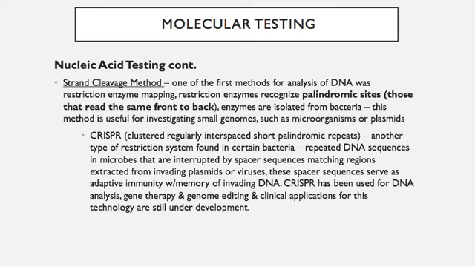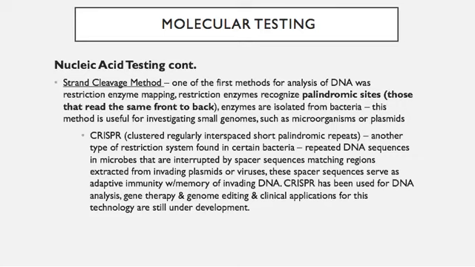Restriction enzymes recognize palindromic sites. So a palindrome is something that reads the same front to back. Usually when you hear the term palindrome, you're talking about a word that reads the same front to back, but palindromic sites in molecular testing are how those base pairs, the sequence that they form. So a palindromic site would be like CTTC, and that's a very simple one, but that's an example.